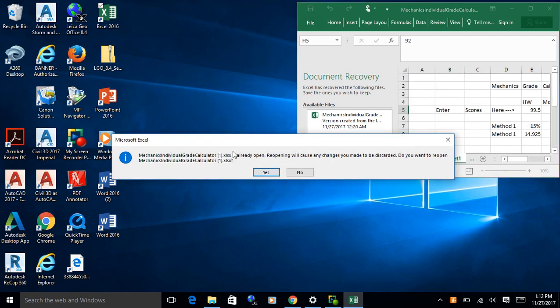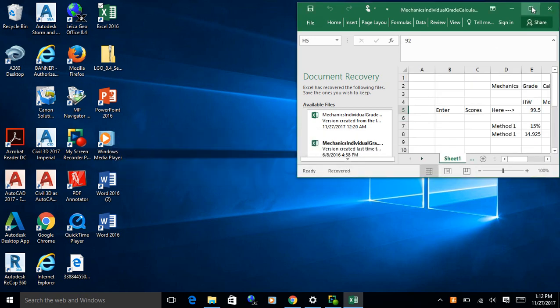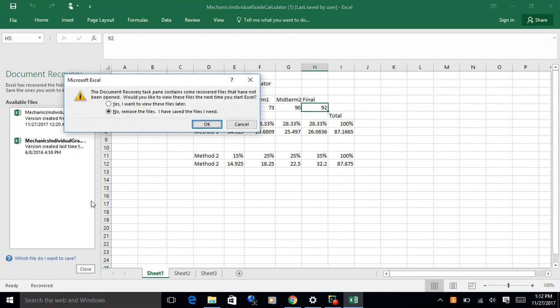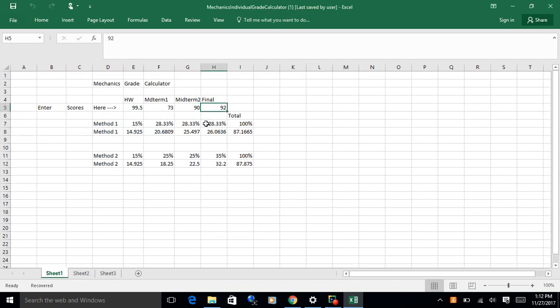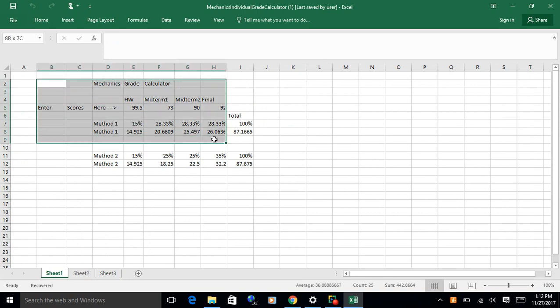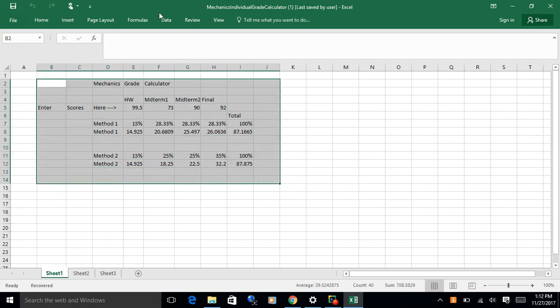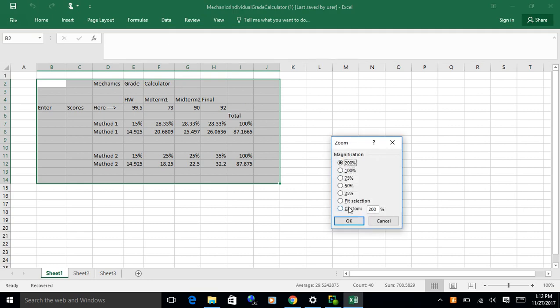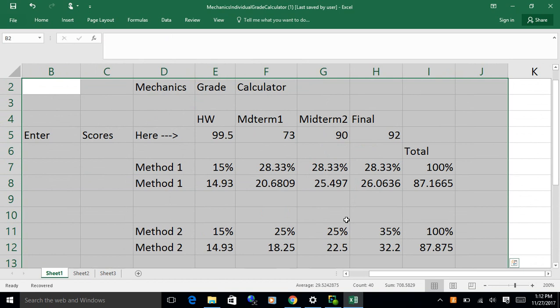When you open, is already open. Reopening will cause any change. Yeah, that's okay. We'll do that. All right. So this thing looks a little bit like that. It's not very complicated. Remove the files. Yeah, we can remove those. So 200%, will that work? Okay, there we go. All right, so it looks like this.